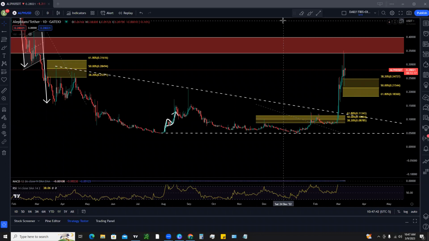So as you can see, we have this really long-term trend line here that we finally got a breakout of. We tested this trend line a couple times over here, and we got a very clean breakout and retest right here and a big push upwards into this overhead supply zone.